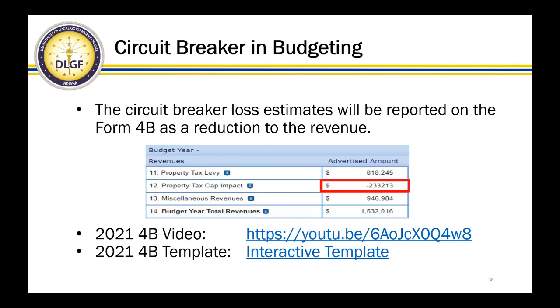So what we're looking at here is an excerpt from the revised Form 4B that was debuted last year, and this is worthy of its own 60-minute presentation. But we can see that when the department changed the layout of the Form 4B, one of the most significant changes we made was how we presented the estimated circuit breaker impact. On the new version of the Form 4B, it's presented as a negative amount, while line 11 is showing us how much we think the property tax levy is going to be. For this particular example, the unit thought it was going to lose $233,000 out of an estimated $818,000 worth of property taxes they were going to use to fund their budget.